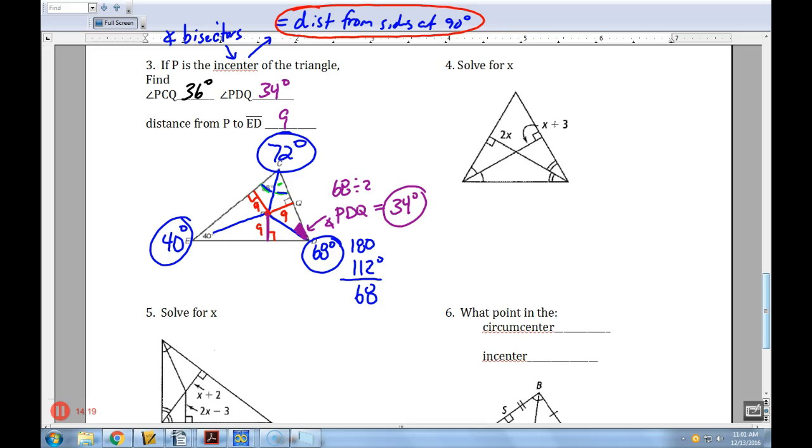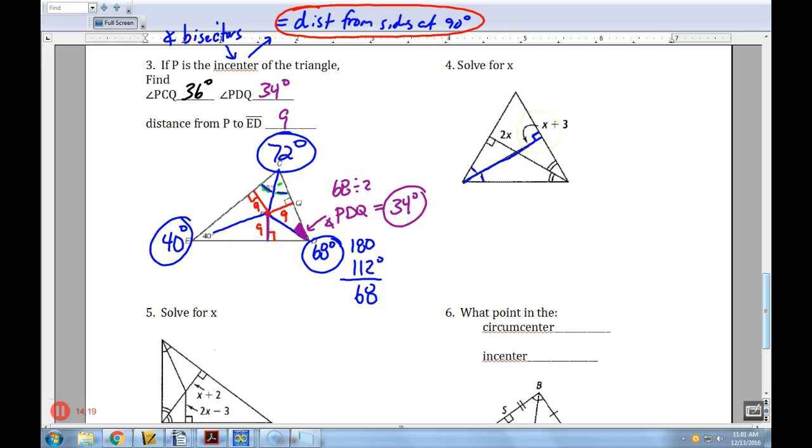Number 4, solve for x. All right, this one they don't tell me whether I have an incenter or a circumcenter, so I kind of have to look at the lines and see how they're being drawn. Well, I do see that this line definitely is an angle bisector, because I have these arc marks that tell me that. Now, I don't think this blue line is a perpendicular bisector.